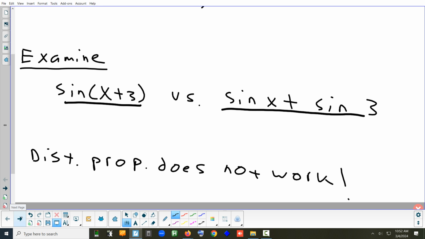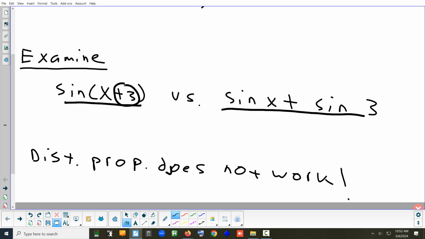So then the question we're going to look at is, what can you do with this? When we're dealing with any trig function, we don't want to have plus a number inside parentheses. We don't want to have minus a number. We don't want anything inside. So what we're looking for is a way to get rid of this plus 3. And that's what I'm going to show you.